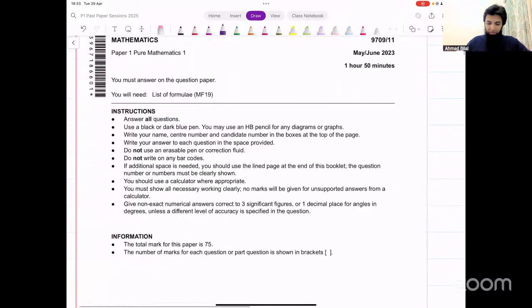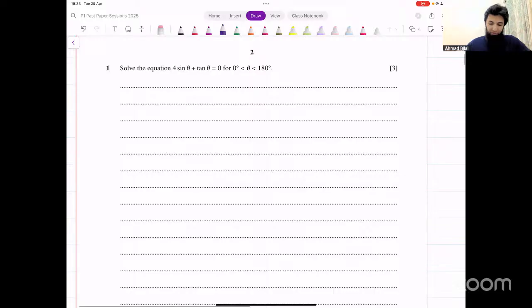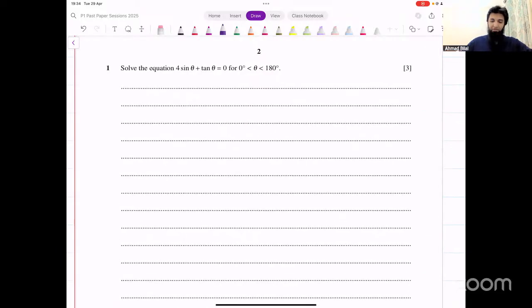Okay, so let's get started. It says solve this equation 4 sine theta plus tan theta equals 0 for theta between 0 and 180. How do we solve this equation? How do we start? We have to convert it to a single function first of all. This is sine theta, this is tan theta.